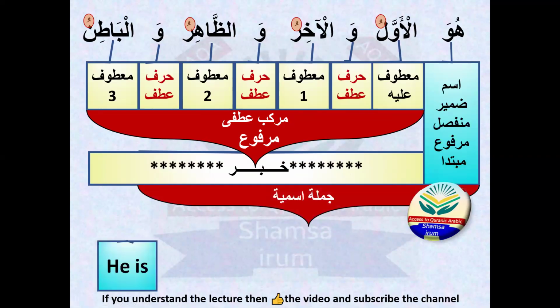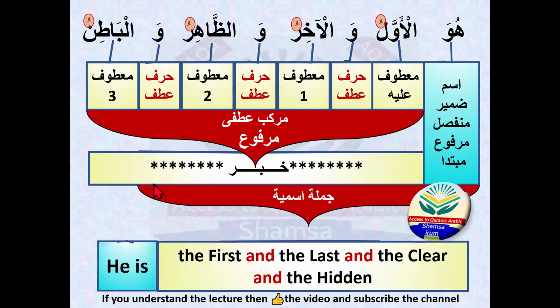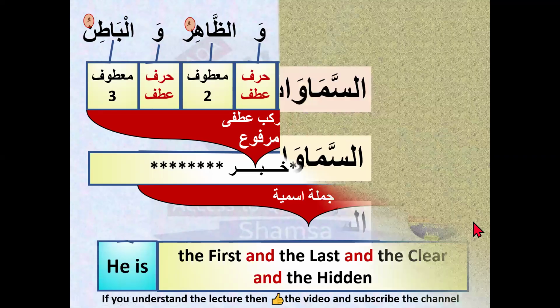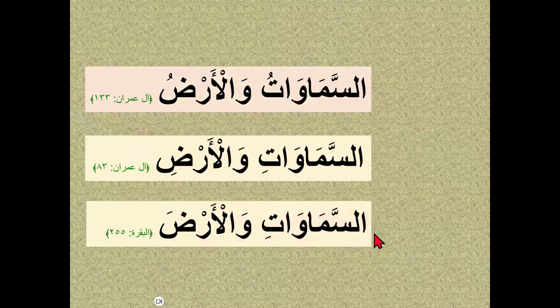Translation is: He is the first and the last and the clear and the hidden. There is no before him, there is no after him, there is no above him, and there is no below him. So it means all the attributes for Allah subhanahu wa ta'ala. So as you can see, Murakab Atfi can be used as a mubtada and it can be used as a khabar. All right, look at this slide now.